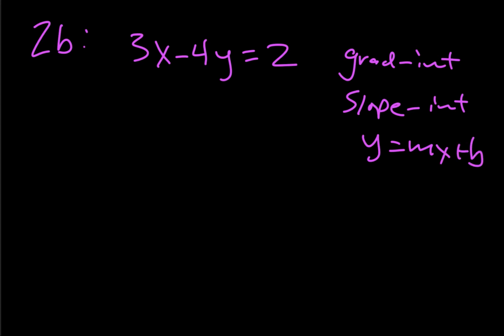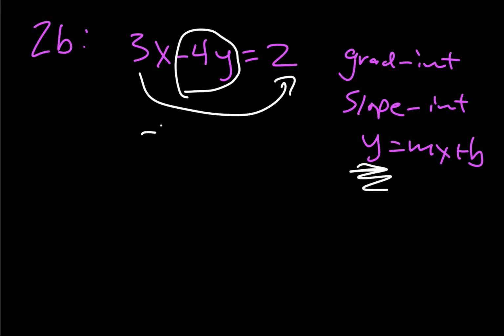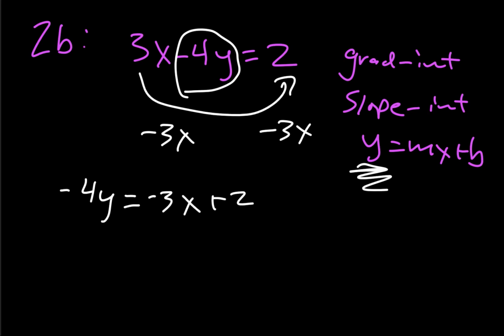Okay, so the important thing to focus on when you're trying to get something in slope-intercept form is that it is solved for y. And so we want to keep this here and then move this over here. So to do that, we're going to subtract 3x from both sides. So we're left with negative 4y equals negative 3x plus 2.